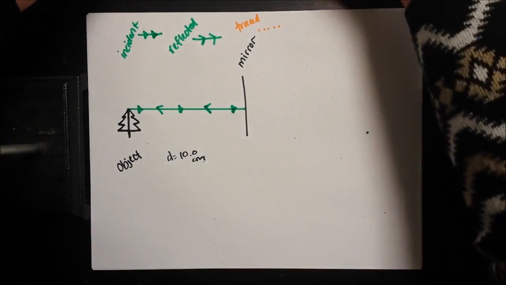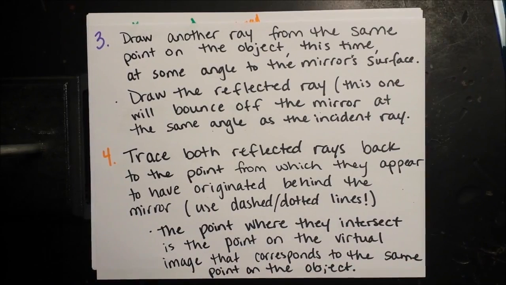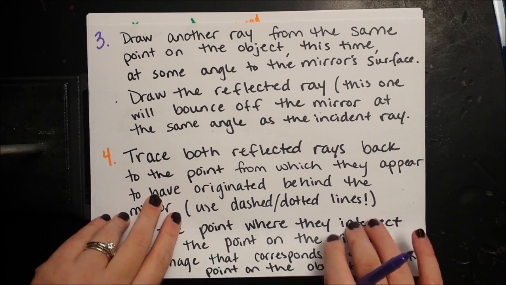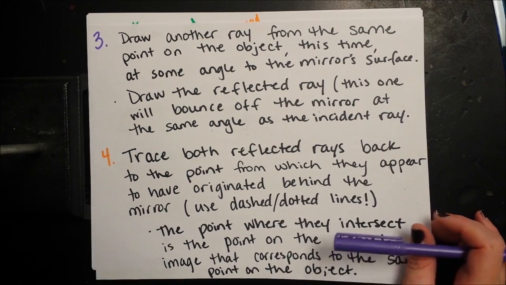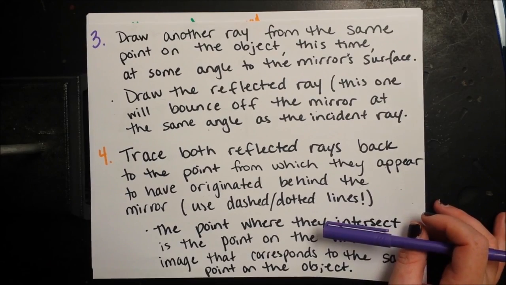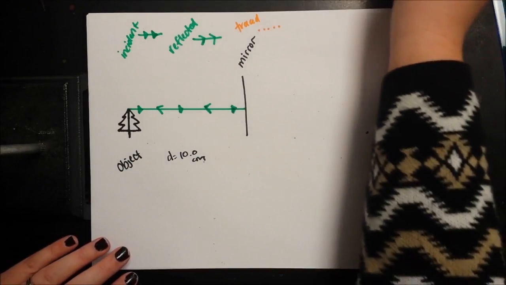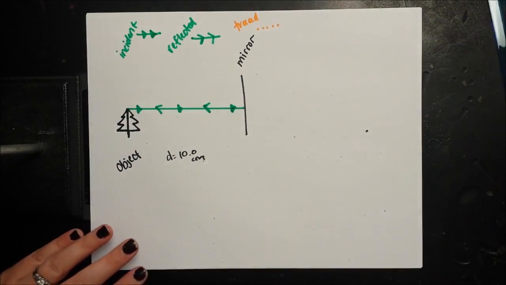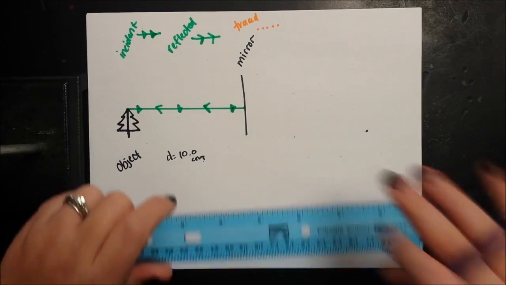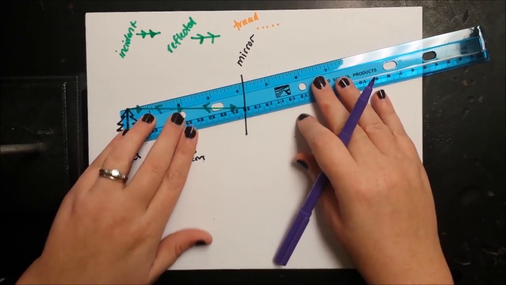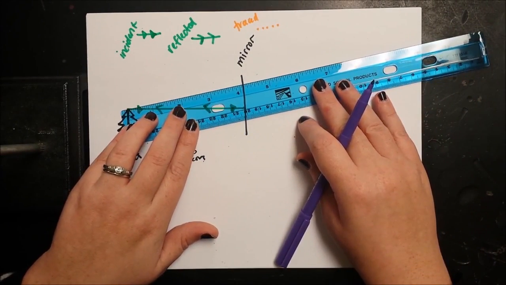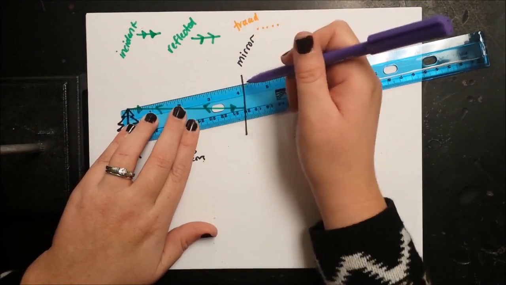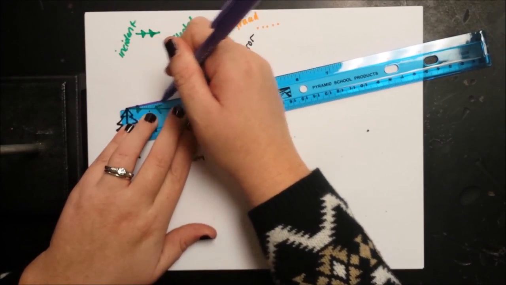Let's look at step 3. Step 3 says to basically do the exact same thing as step 2, however, instead of it hitting the mirror surface at a 0-degree angle to the normal, or 90-degree angle to the mirror, do it at some other angle to the mirror surface that is not 90 degrees. So I instead am going to have it go to the same point that I'm starting with, just whatever angle this is.